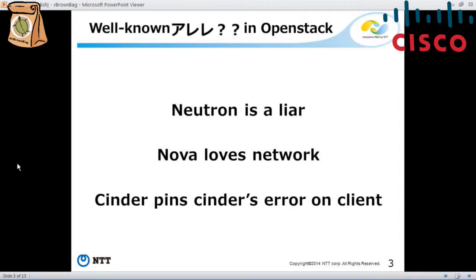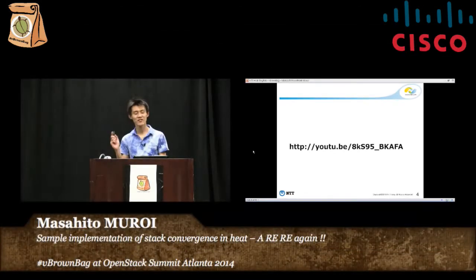These three "Arras" were already shown at the OpenStack Summit. I gave a lightning talk at the last summit, and I've already shown these. First is Neutron is a liar. Second is Nova Labs network. Third, Cinder and Glance, Cinder's error on client. If you are interested in these, please check this video on YouTube. You can see the details of each.